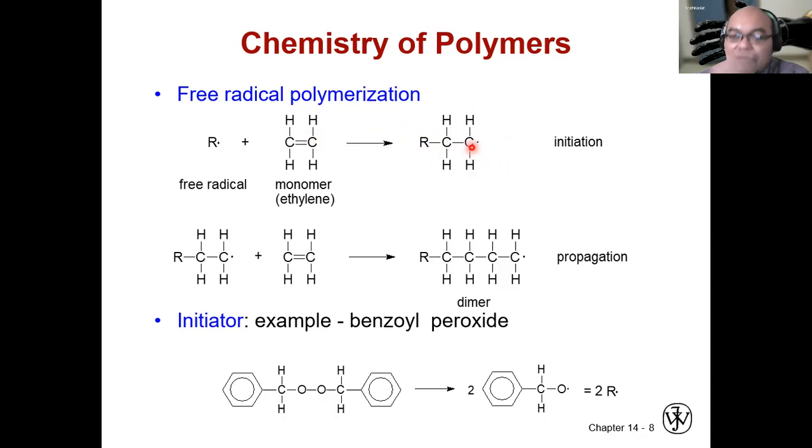Because this carbon now has a dangling bond. A dangling bond is again an electron which is seeking a pair to make a covalent bond. So this process is called initiation. Since this now becomes a radical, it can then react with another ethylene molecule, another monomer, to also dismantle one of its double bonds, to make a longer chain of molecule, which becomes a dimer from monomer, one mer, to dimer, two mer.